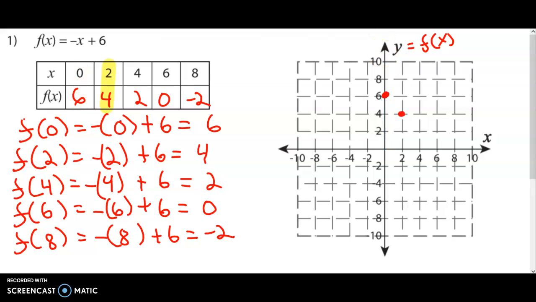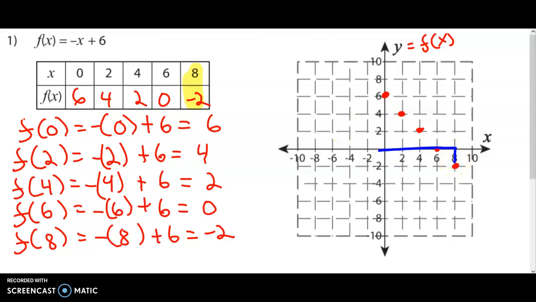Okay, and then we go on to the next one. It's 2, 4. So I go over 2 and go up 4. Now we go to the next one. I go over 4 and up 2, because that's 4, 2. And then I go over 6 and then up and down 0. And then I go over 8 and go down 2.